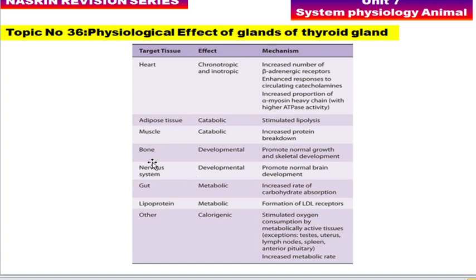And with respect to bone, they will promote normal growth and skeletal development. And in the nervous system, they promote brain development. So the hormones secreted by the thyroid gland, like thyroxine, are important for the normal development of the brain. Next, the gut. In the gut, thyroid gland hormone will increase the rate of carbohydrate absorption.